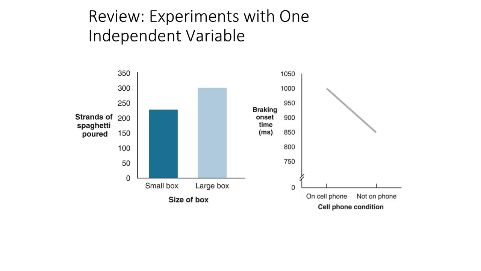We're saying that it changes or depends on the independent variable, our cell phone condition. So here we can say when you are on your cell phone, it takes you longer to brake than when you're not on your cell phone. Again, these are main effects. There's one independent variable, one dependent variable, so we just have a main effect of that IV on that DV.